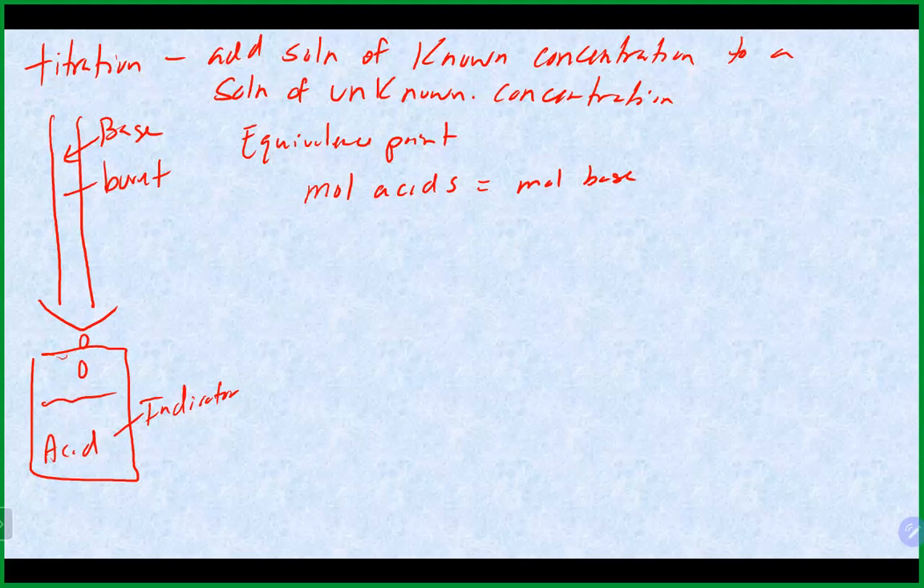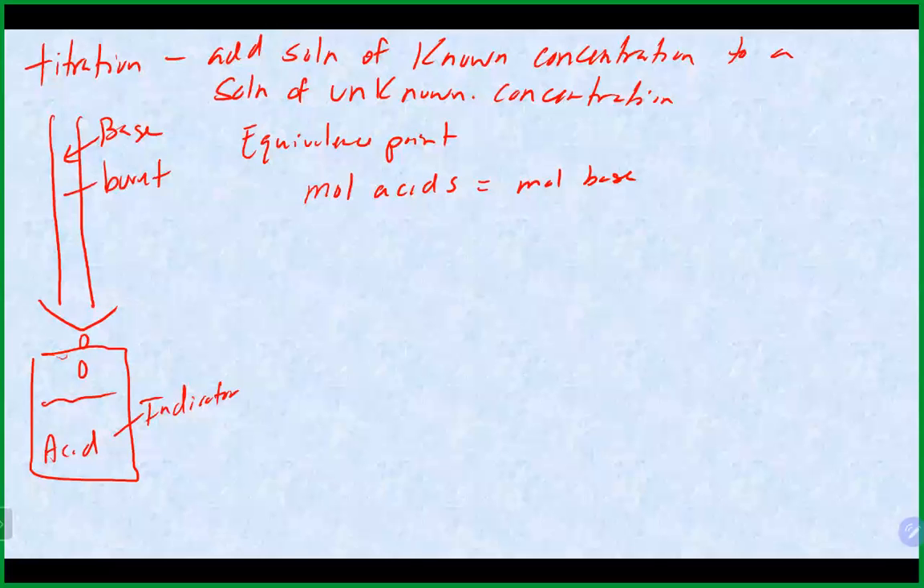So an indicator is one that will change color to indicate that, hey, you're pretty close to your equivalence point. You should maybe stop your titration. The one that you use, and is very commonly used, is our friend phenolphthalein.